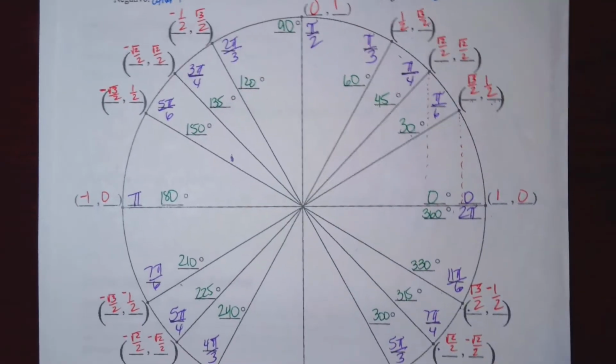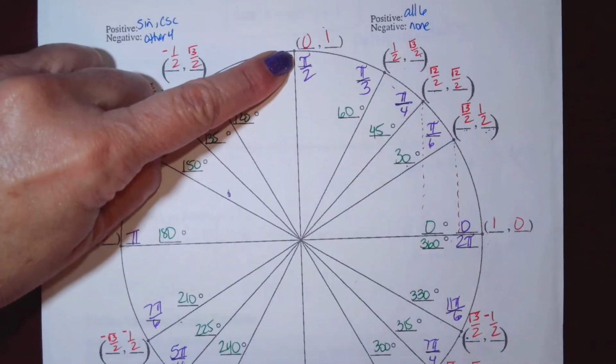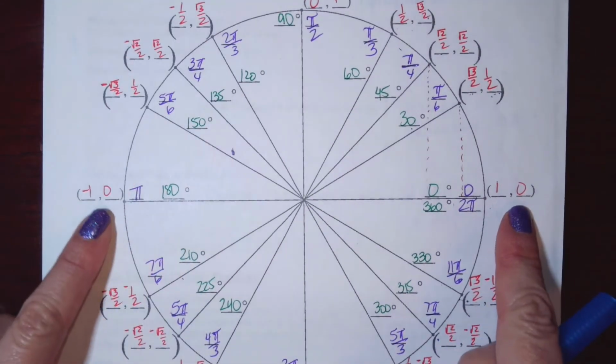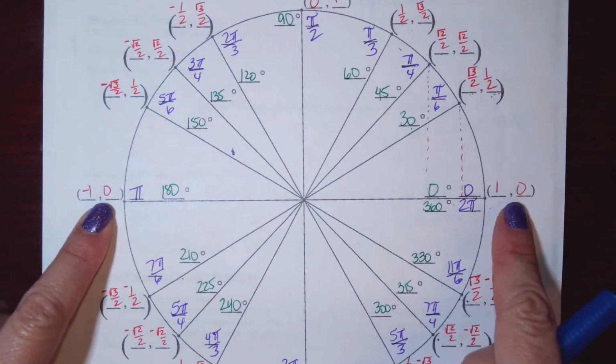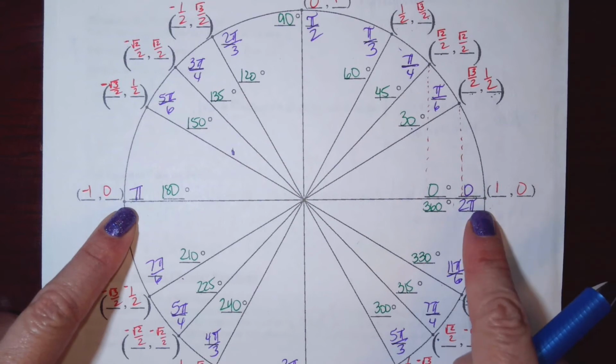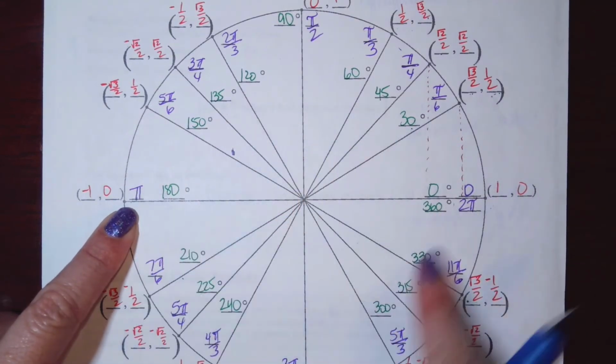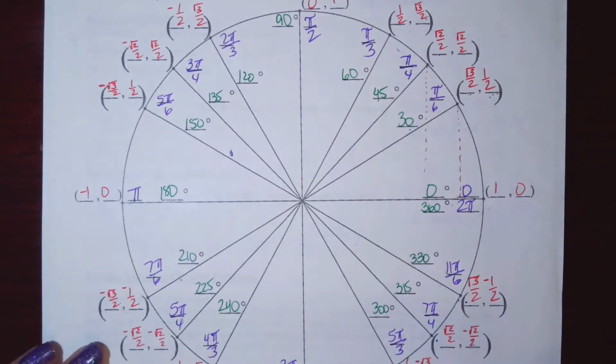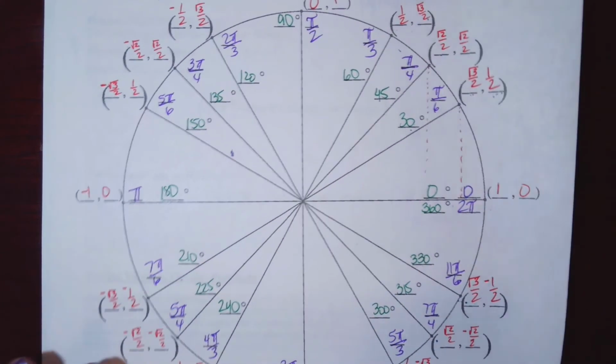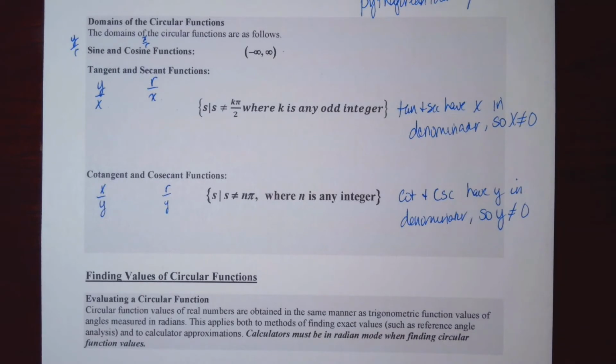Where is y 0? X was 0 at the pi halves. Y is 0 at the full values of pi. So at 0, pi, 2 pi, etc. And I can just keep rotating around. Anytime I have an angle that terminates at one of those full values of pi, my y value is 0, and I have cotangent and cosecant undefined.